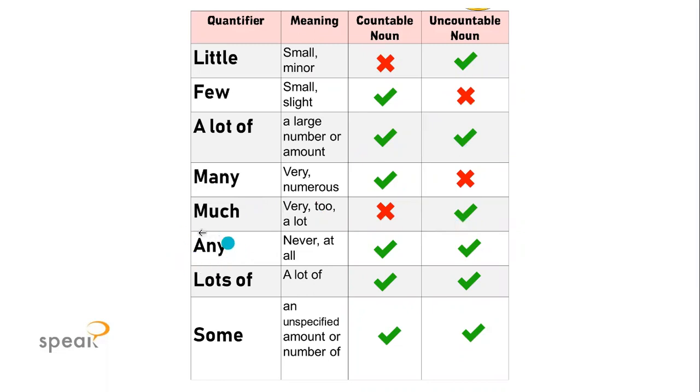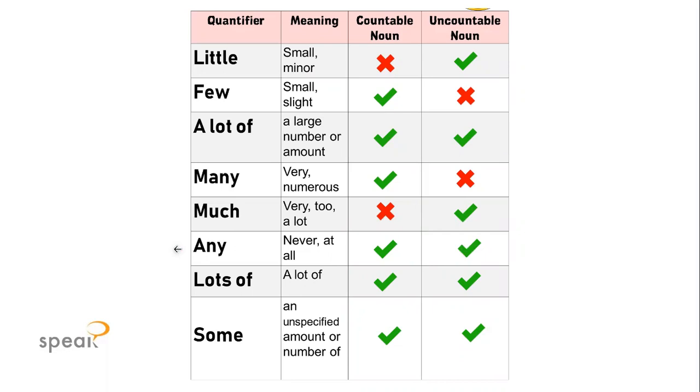Okay, teacher, quantifier any, meaning never at all. Very good. Countable now, uncountable now, two forms by use. Excellent. Very good. So we have any, never, at all. Countable noun and uncountable noun. Esto se puede usar para los dos. Okay? Any.